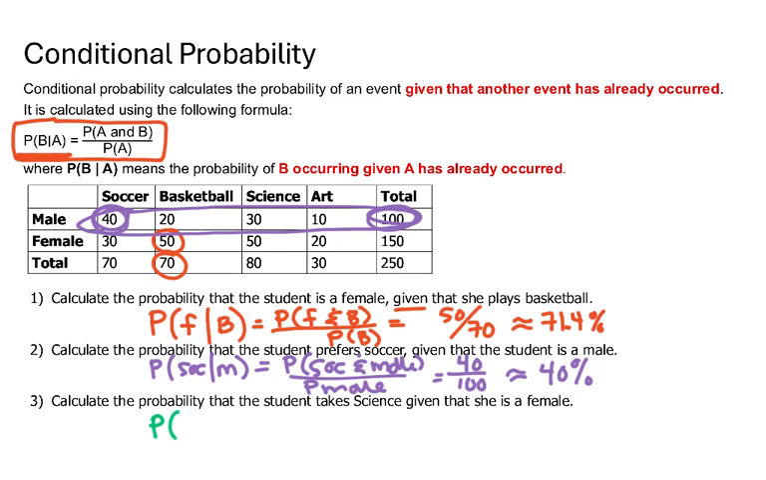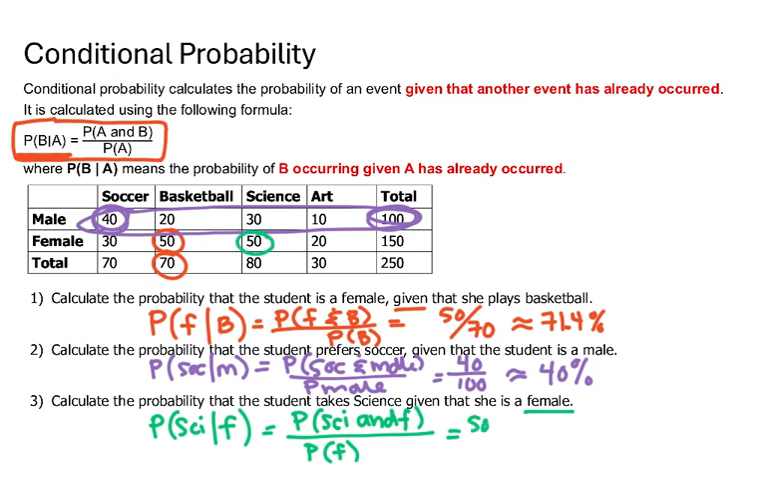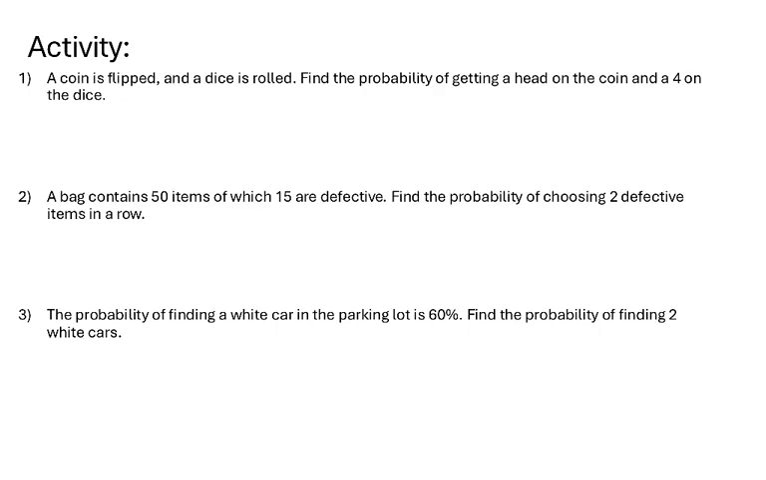Okay, last one, similarly, given that she is a female, what's the probability she takes science? So that's the probability of both science and female divided by the probability of being female. How many people like science and are female? That's 50. How many total females? That's 150. And so we get 1/3, which is about 33%. Okay, let's do a review. Let's see how many other ways they can ask us about these concepts.